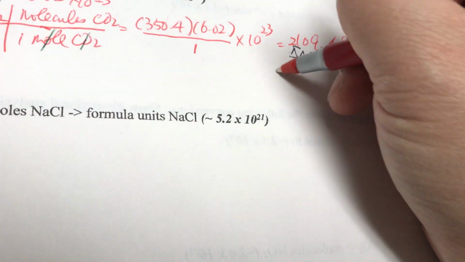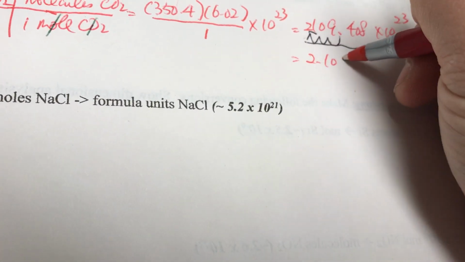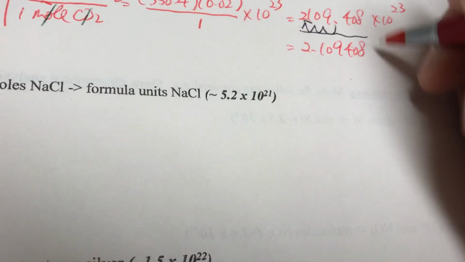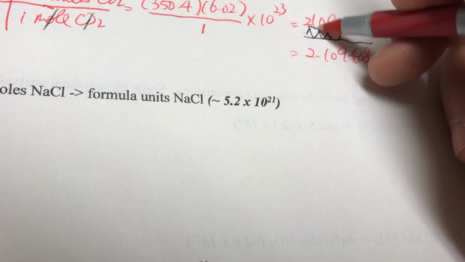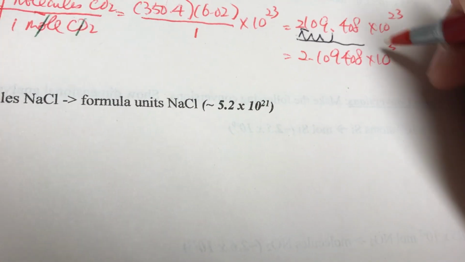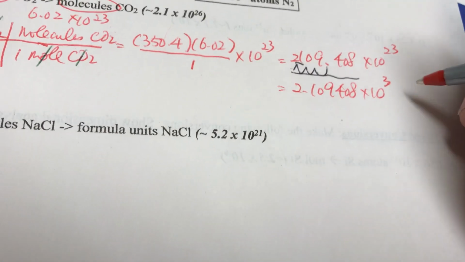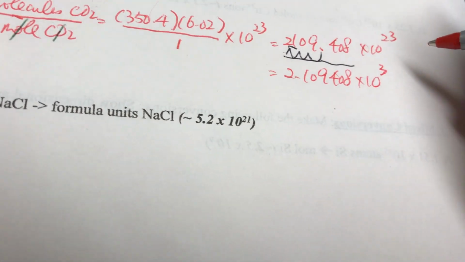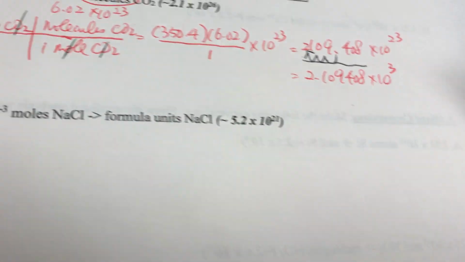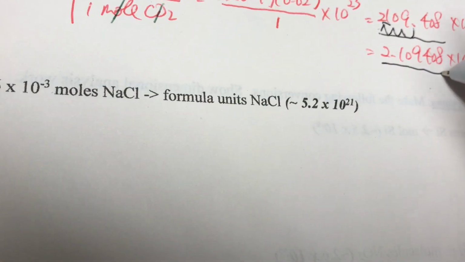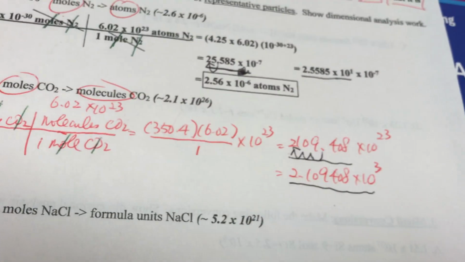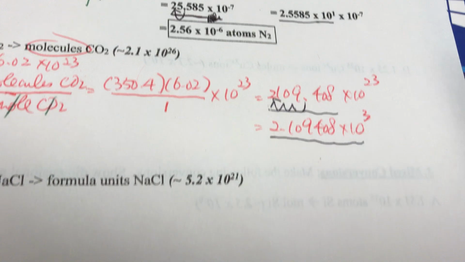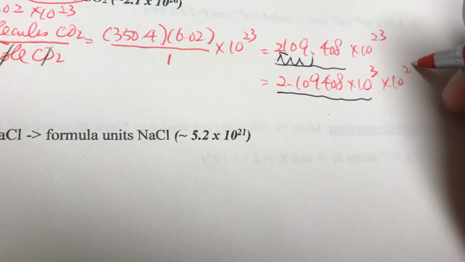So it will become 2.109408 times 10 to the power what? This part is 10 to the power 3 because the original number is bigger than 1. So positive 3, not negative 3. So this is what I just got. Then I will have 10 to the power 23.